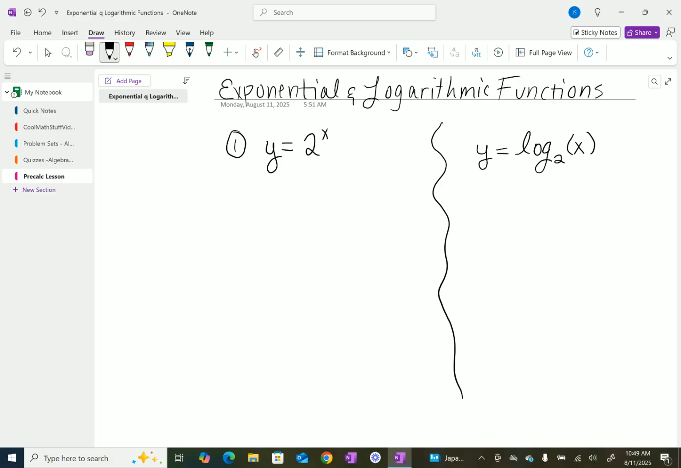Now notice when I write the log, I write that base as a subscript, very important. And then the argument, the x, can be in parentheses or not. So over here to the exponential function, I always like to start out with an xy table. And we know that since the base is greater than 1, we can already do a little preview sketch. We know that is exponential growth.